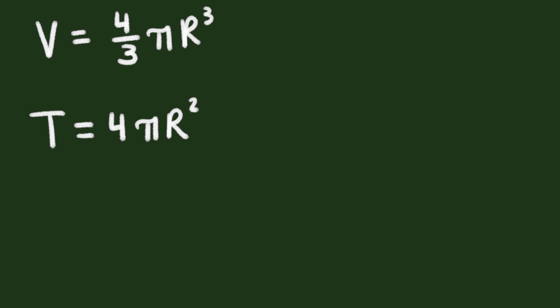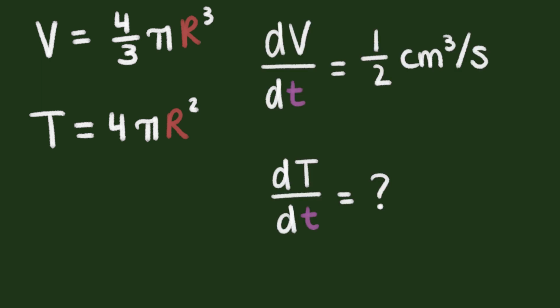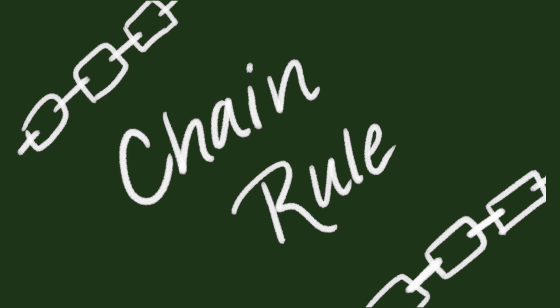You might also want to notice that the variable used in both surface area and volume equations is r, or the radius. This is important to realize because while these equations are in terms of r, the rates that are given and asked for are in terms of t, or time. As you can see, we have different variables, and you know what that means? That's right. It's time to break out the chain rule.